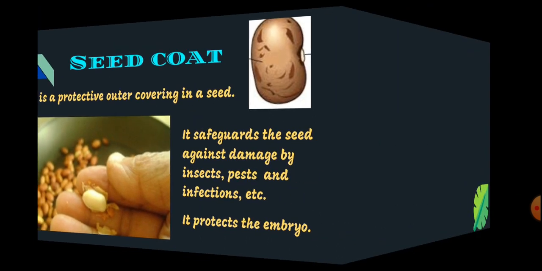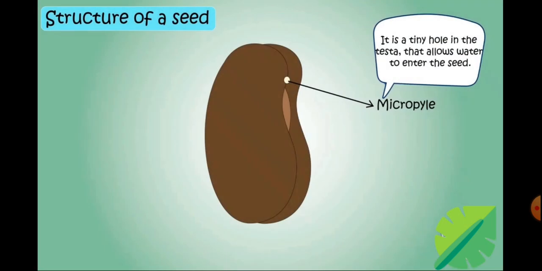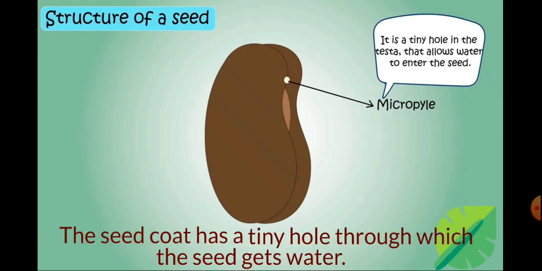Okay, children, can you see a small white dot in the seed? Yes, it's called the micropyle. What is the micropyle? It is nothing but a tiny hole in the seed coat through which the seed gets water. Right.